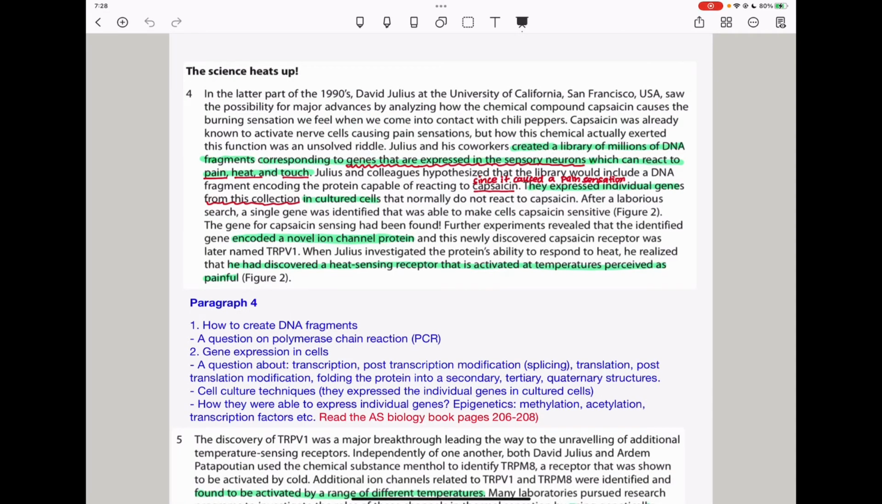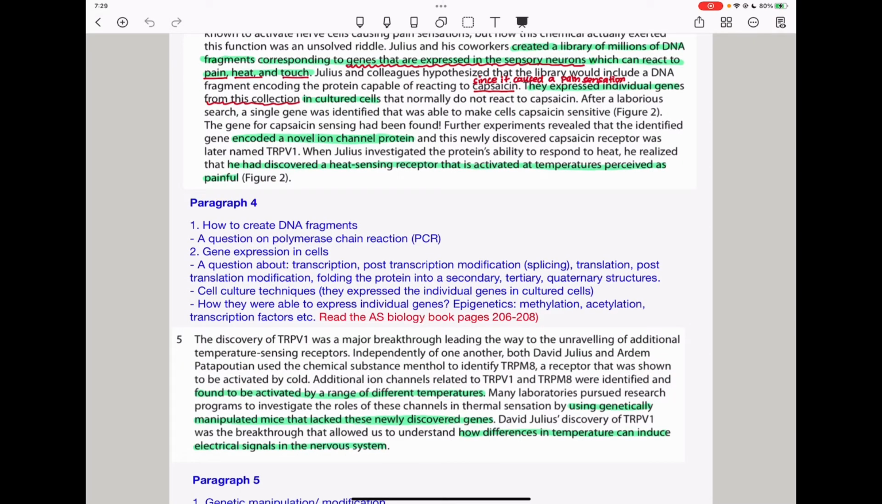For paragraph 4, because they talked about that they created a library of millions of DNA fragments corresponding to genes that are expressed in the sensory neuron, which can react to pain, heat, and touch. Here they could connect a question about polymerase chain reaction. Also, because they talked about the idea that they expressed individual genes from this collection in cultured cells. So we need to talk about gene expression and we need to talk about culturing cells.